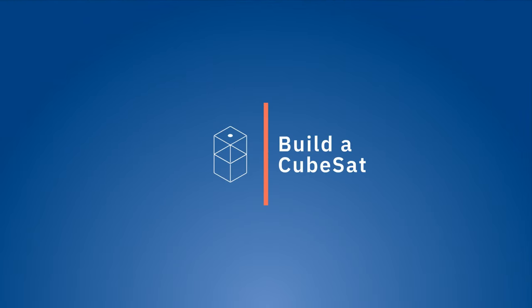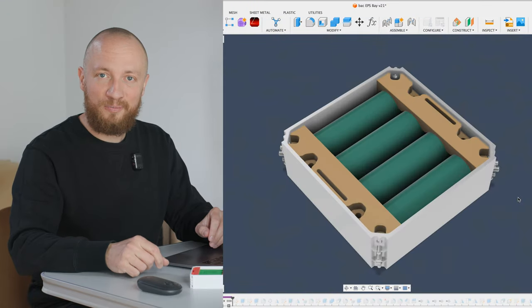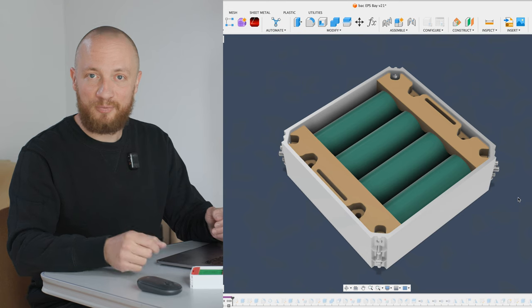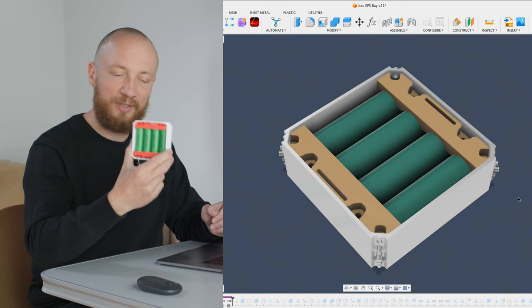I'm Manuel and today we are going to take a look at designing the battery compartment for my CubeSat. So this is going to be a super quick update about the design, mainly because I don't have a machined prototype yet, just this 3D printed one.